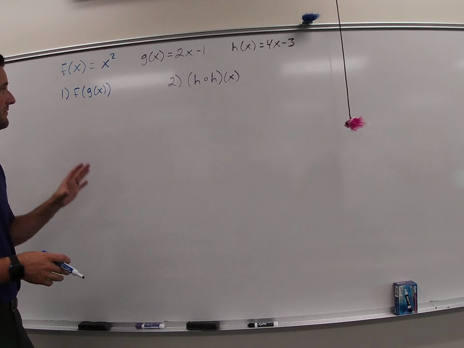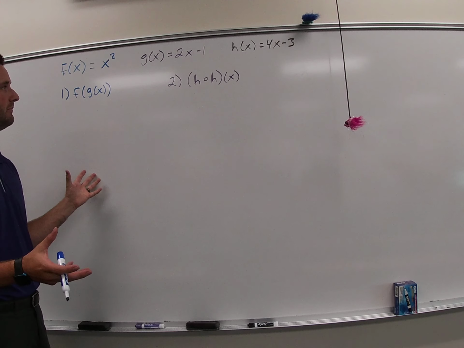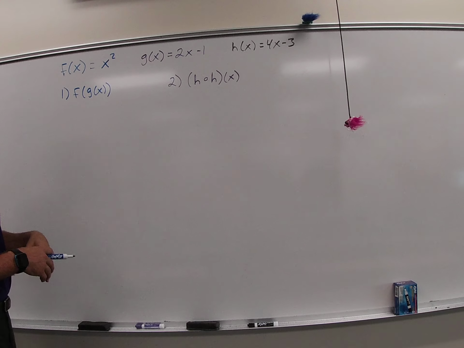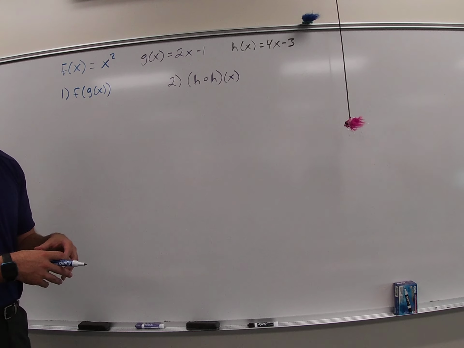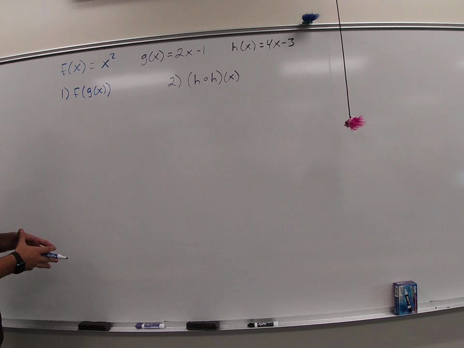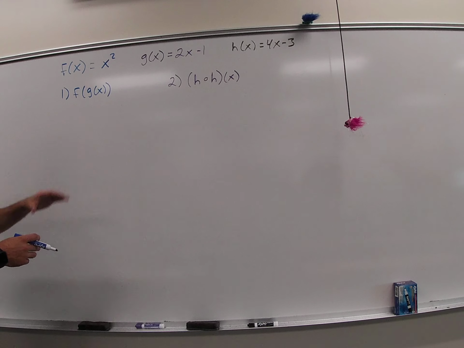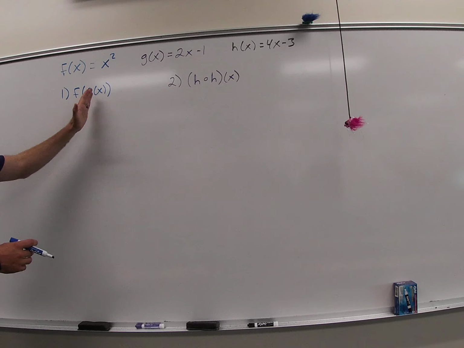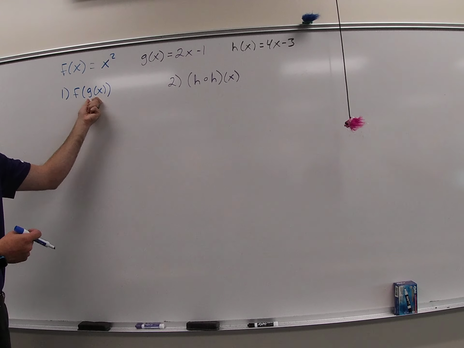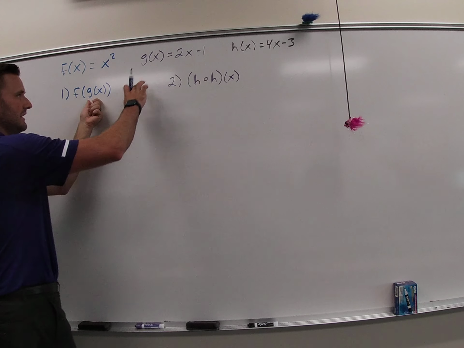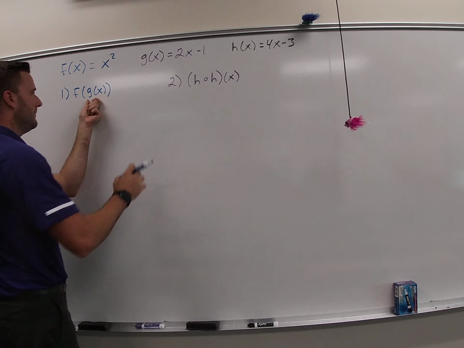Okay, so now instead of dealing with numbers, we're going to compose functions without substituting a value in for x and getting down to a simplified number. So for number 1, we have f of g of x. So our innermost function is the entire function g of x. Well, g of x is equal to 2x minus 1.